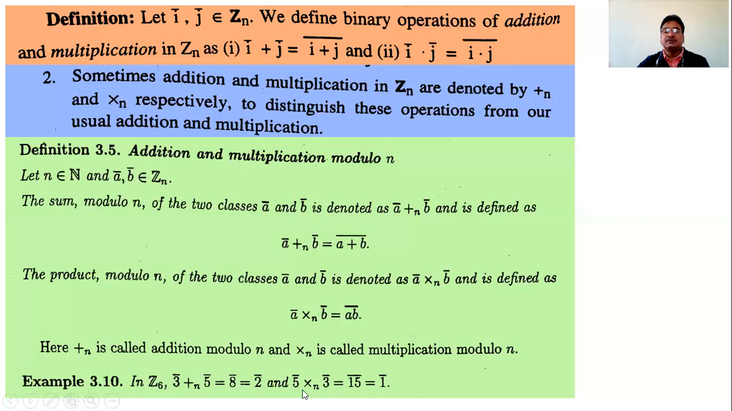5 into 3 bar is what? It is 5 into 3 bar, that is 15 bar. And what is 15 bar in Z6? Divide 15 by 6. The remainder is 1. No, this answer is wrong. It is 3 bar, not 1 bar, because 15 bar in Z6: if you divide 15 by 6, then 2 is the quotient and 3 is the remainder. So the answer is 3 bar.